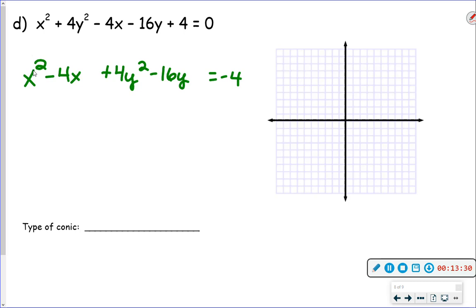I'm ready to go. 4 again, just to make our lives easy. Half of 4, 2, 2 squared 4. I just try to keep the numbers small and nice today. Not make it too traumatic on you.